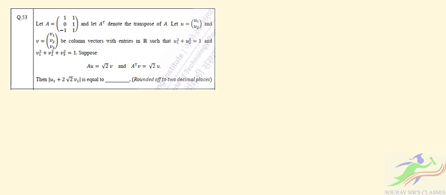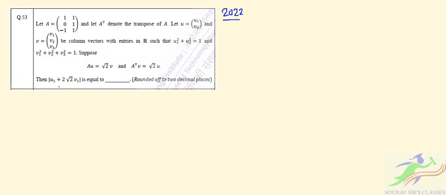So this is question number 53 from the 2022 paper. It's an AB matrix, and let A transpose denote the transpose of A, and U and V are column vectors with entries in real space such that U1 square plus U2 square equal to 1, and V1 square plus V2 square plus V3 square is equal to 1. So here some conditions are given: AU, A transpose V, and we have to find the value of this.